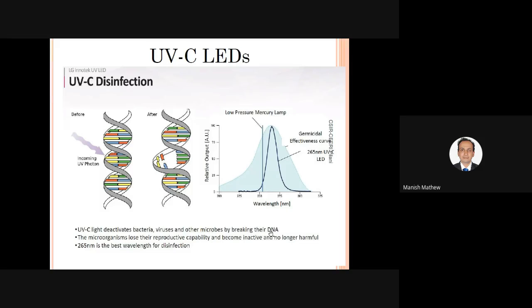These microorganisms lose their reproductive capability and become inactive and no longer harmful. So once it deactivates, there will be no reproduction of virus or bacteria, and hence you can sanitize them. The best wavelength suited for deactivation of viruses and bacteria is 265 nanometer, and that can be made with the help of UVC LEDs or the 3 nitrate based LEDs.